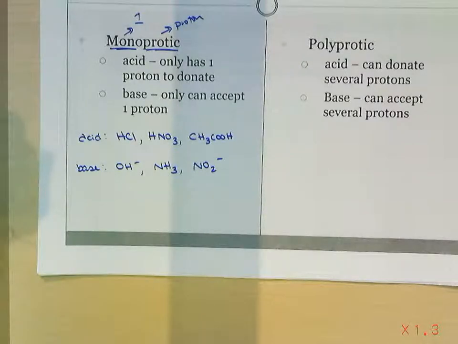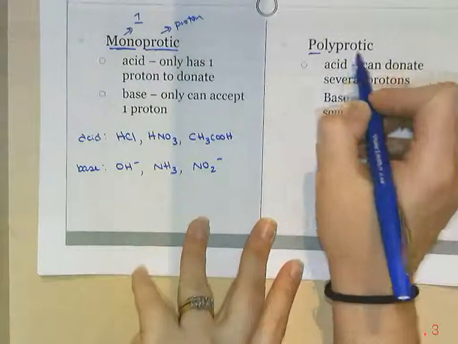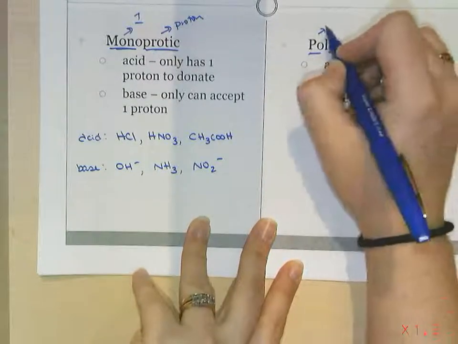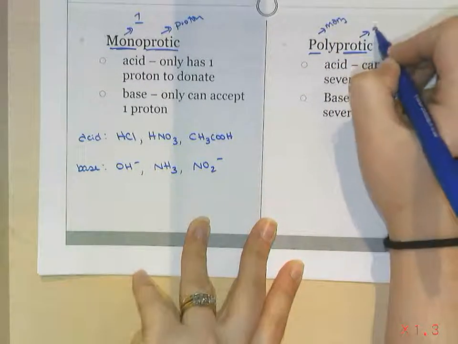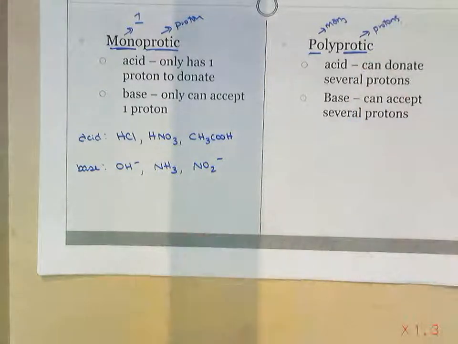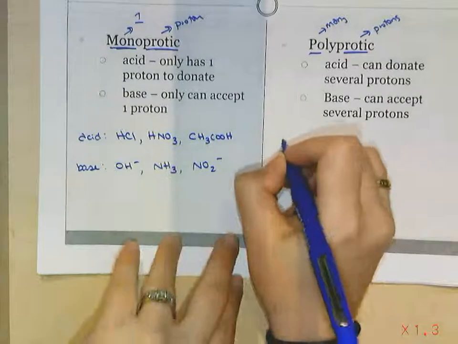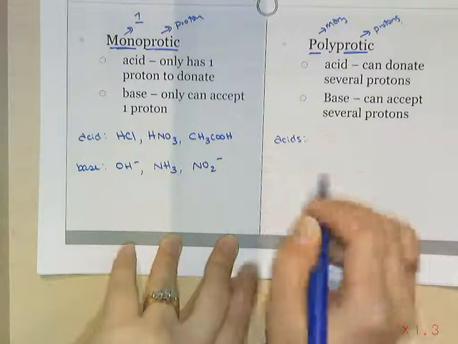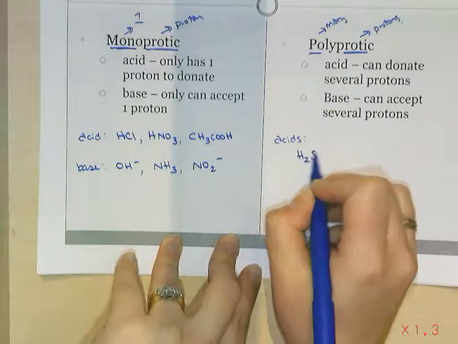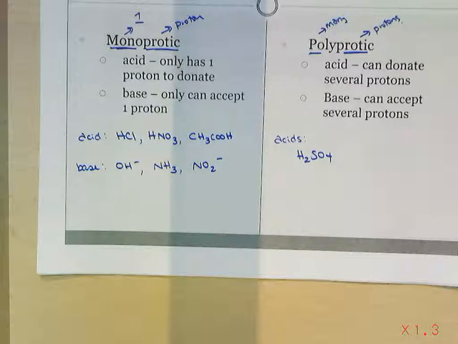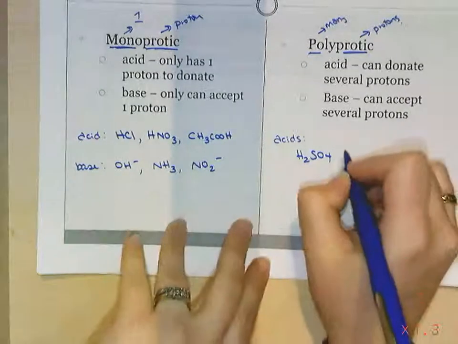All right, so then if I have polyprotic, using the same method, many protons. These are acids and bases that can accept or donate more than one proton. So for acids, it could be something like sulfuric acid. So looking at that, how many protons can sulfuric acid most likely donate? Right? 2. It can do 2.